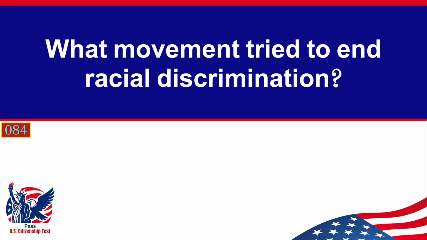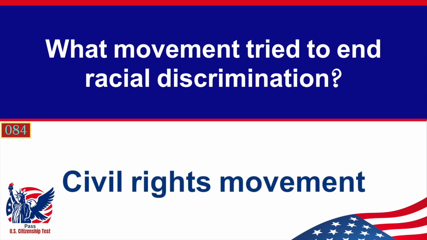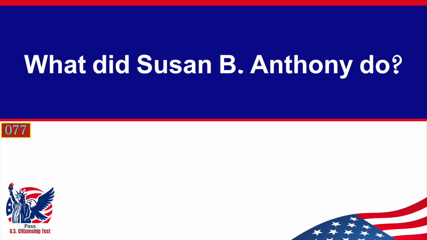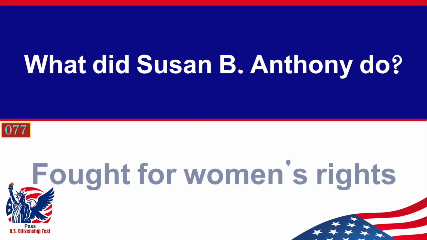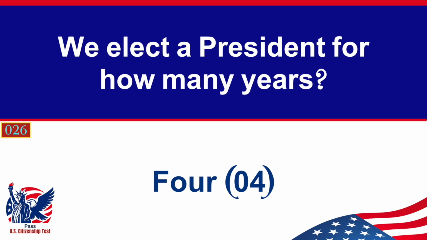What movement tried to end racial discrimination? Civil rights movement. What did Susan B. Anthony do? Fought for women's rights. We elect a president for how many years? Four.